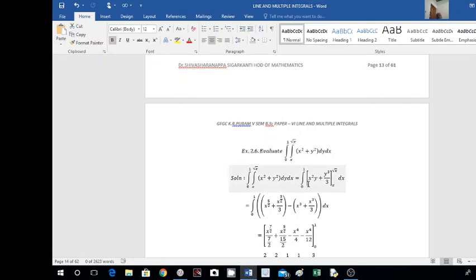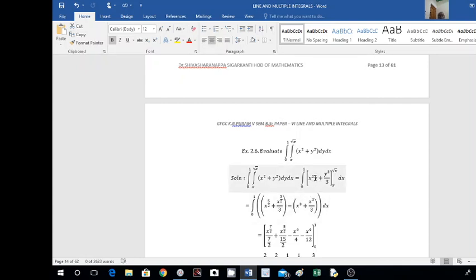Okay, first we are integrating with respect to y here. x² integration is x² into y, because x² is a constant quantity and we are integrating with respect to y. x²y plus, what is y² integration? It is y³ by 3. This is between x² and root x, into dx. Now first put the upper limit here. Root x means x to the power of 1 by 2. In place of y, we have to put root x here.